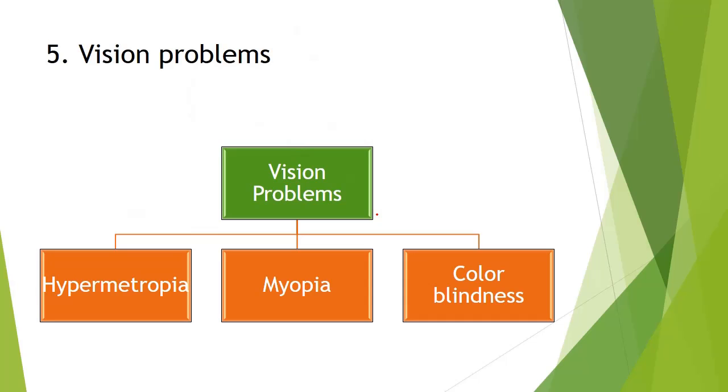Next topic is vision problems. Whenever there is a problem in the cornea, there will be problems like hypermetropia and myopia. Color blindness is due to problems with rods and cones. We will see what rods and cones are when we study color blindness.